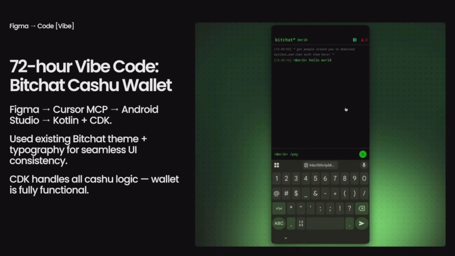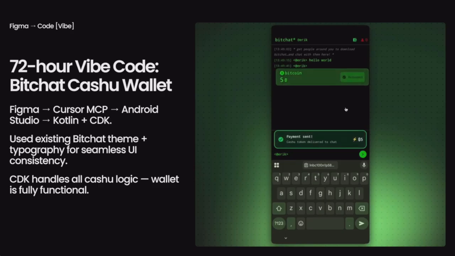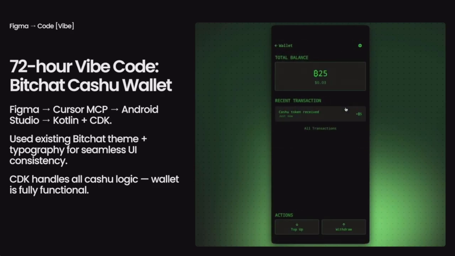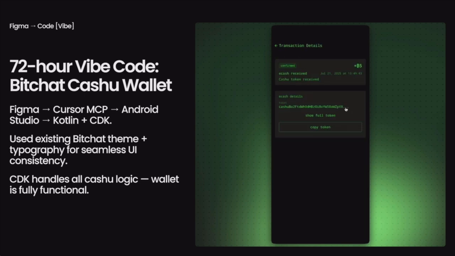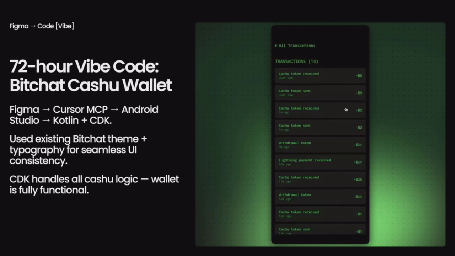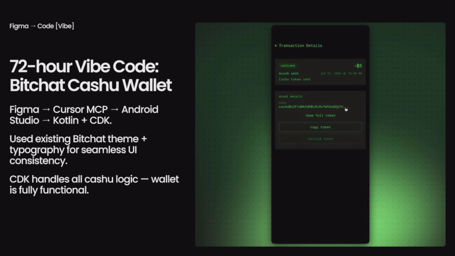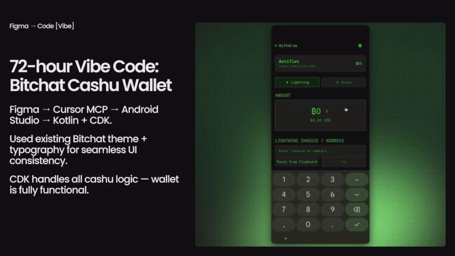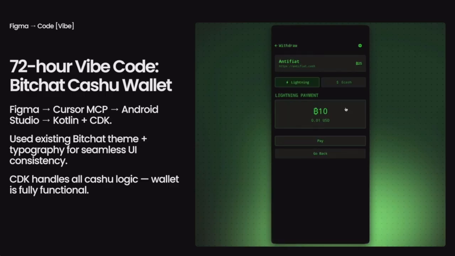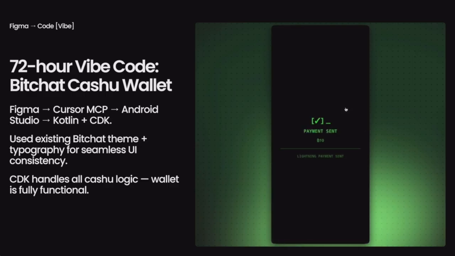And I want to shift gears to this vibe coding unlock process that I came across a couple weeks ago, where I was able to successfully vibe design a fully functioning Cashew wallet into a fork of BitChat using a process here. And I'm going to detail the process a little bit here. And you can see the wallet here on the right.